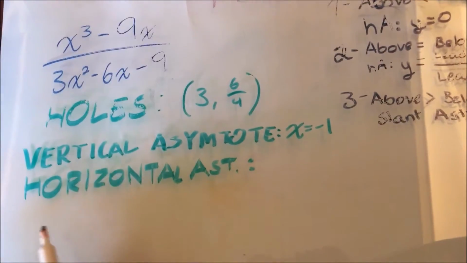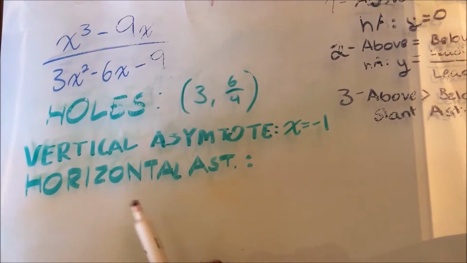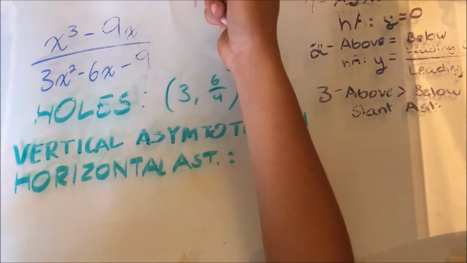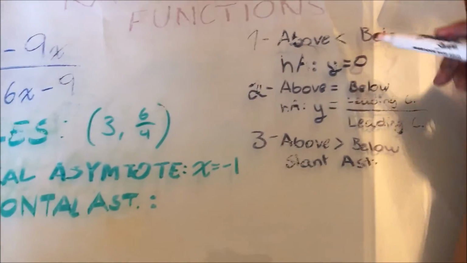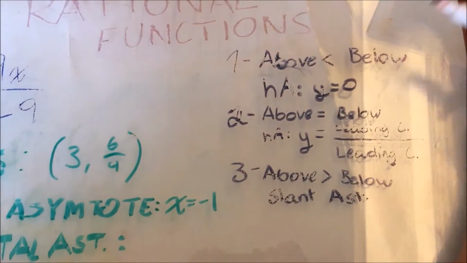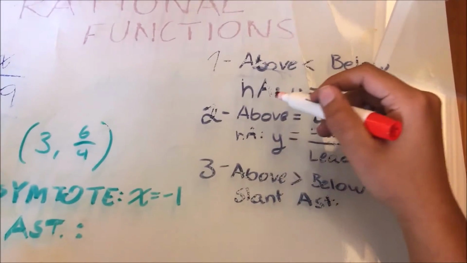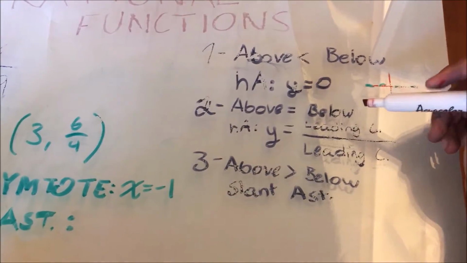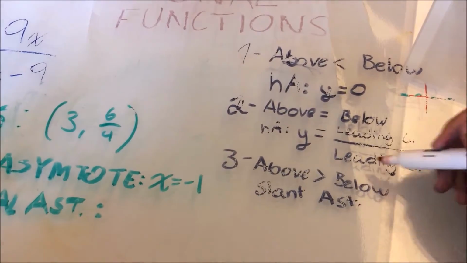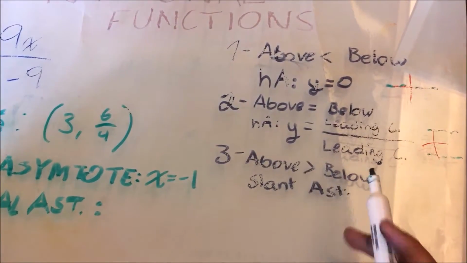Now we continue by getting the horizontal asymptotes. For horizontal asymptotes, we have 3 cases, and we need to look at the degree of our numerator and denominator to get which case applies. So if the degree above is smaller than the degree below, then we have a horizontal asymptote at y equals 0. The second case, if the degree above is equal to the degree below, then we need to look at the leading coefficient of the numerator and divide it by the leading coefficient of the denominator. And the third case is when the degree above is bigger than the degree below.